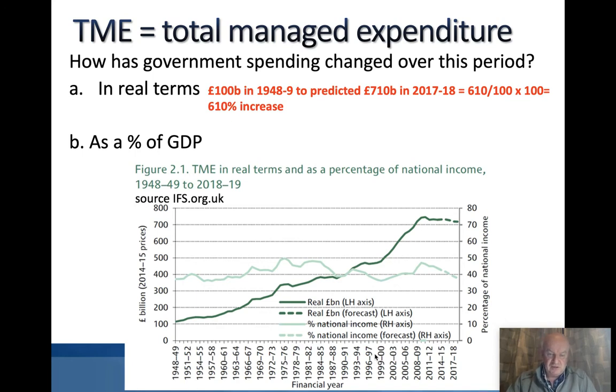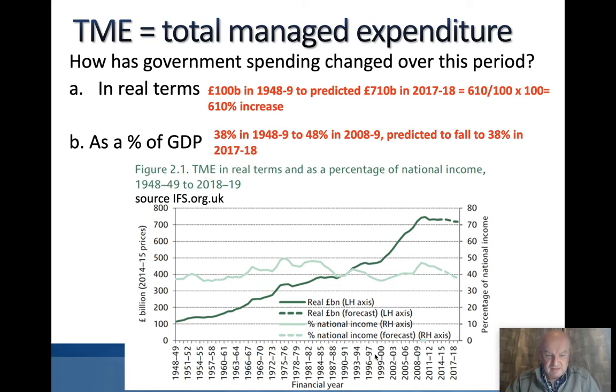Now, if we look at that as a percentage of GDP, we can see that in 1948 to 49, around about 38% of the total amount of GDP was the basic number. Now, clearly, when we look at 2008, 2009, that figure went up to around about 48%, predicted to fall back to around about 38% by 2017, 2018.